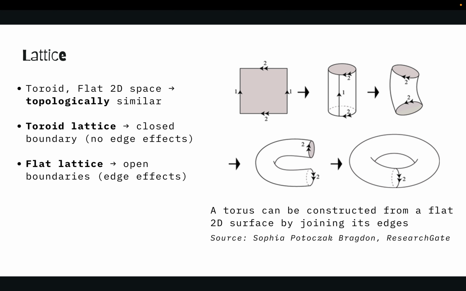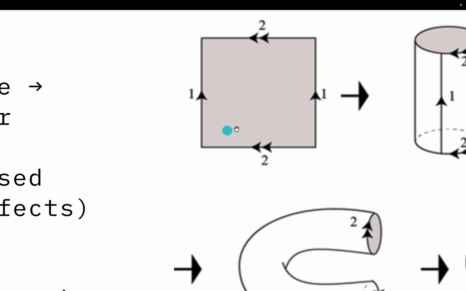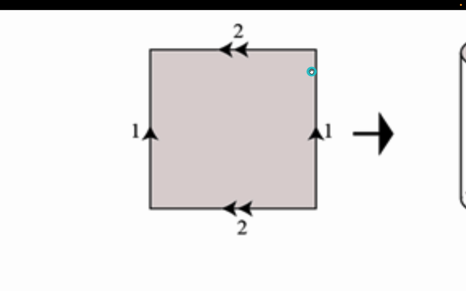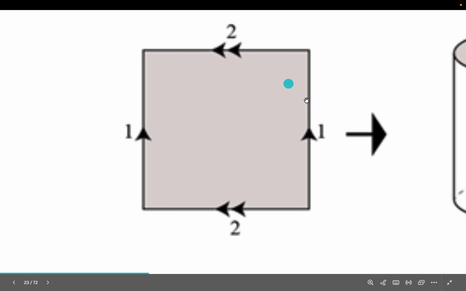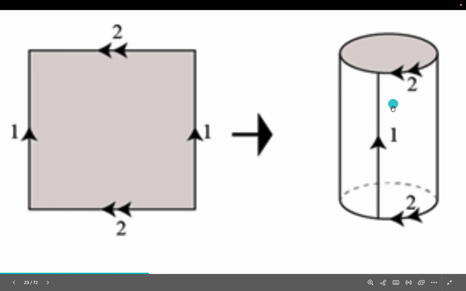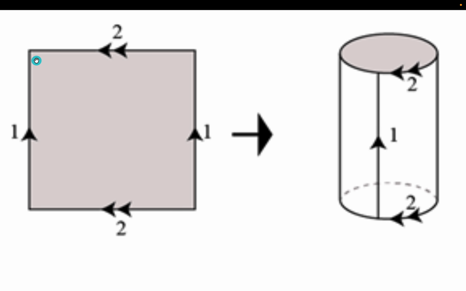Closed boundary conditions make the job easier, because, for instance, if we have a square lattice, just imagine there are some grids here. If you have closed boundary conditions, by that I mean periodic boundary conditions, this is one and this is one. So you fold the square into a cylinder. You join the one and the one. By doing this, you ensure that all the points here map to all the points here.